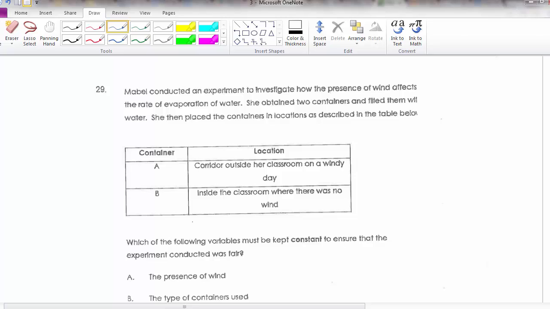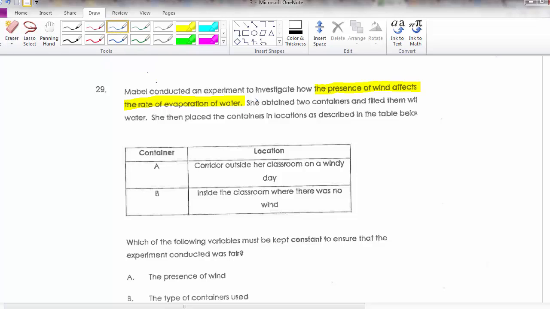Now 29. This experiment: she wants to investigate how the presence of wind affects the rate of evaporation of water. Please take note, this is very important. This is what she's trying to investigate, presence of wind and how it affects rate of evaporation. So she does all these things: 2 containers, fill them with water, and so on.